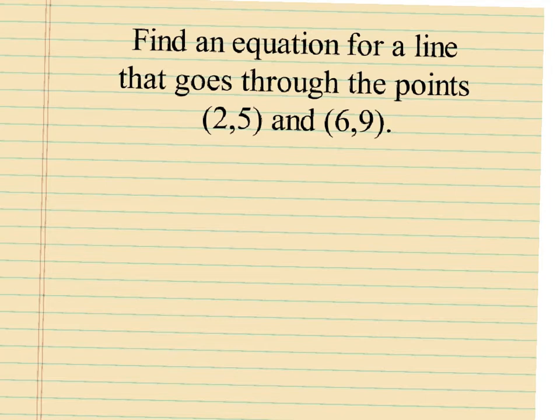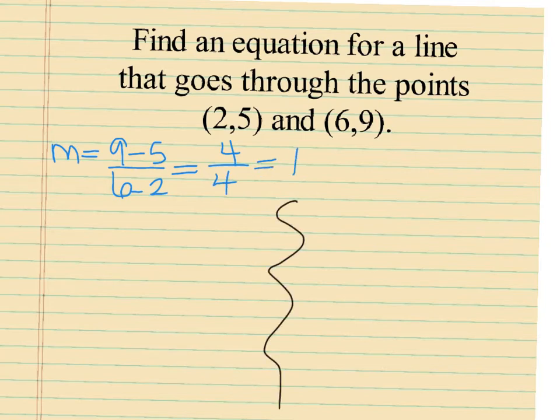This time I gave 2 points. So the first thing we need to do is find the slope. I'm going to take y2 minus y1 over x2 minus x1, 4 over 4, so my slope is 1. Now you can use either point. So I'll use this point, or you can use this point. Turns out that you will get the same answer if you simplify.